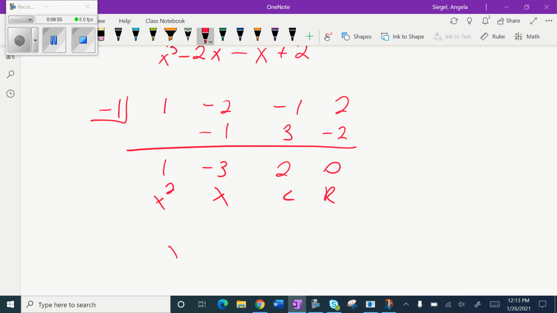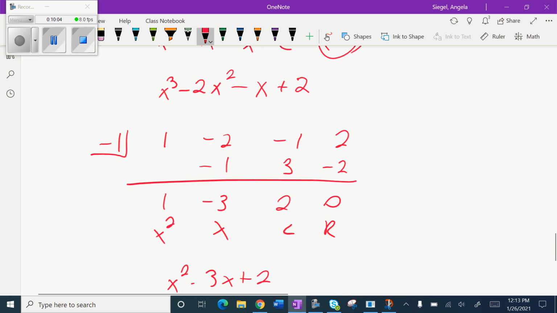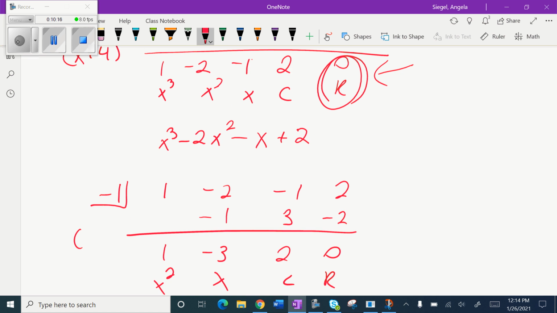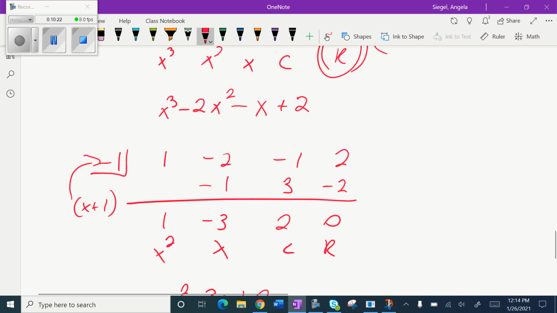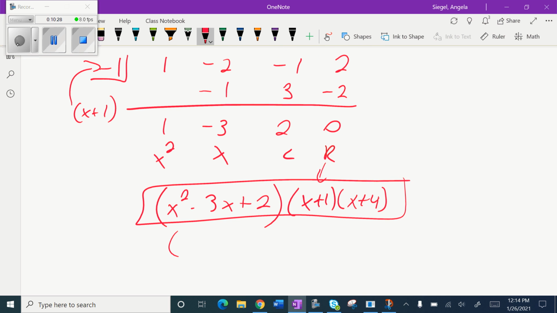Okay, so I have x squared minus 3x plus 2. I've broken it down so I can just factor this if I want to. So let's keep in mind what these are. These are going to turn into the factors x plus 4, because negative 4 is our 0, and x plus 1, because negative 1 is our 0. Let me show you what this looks like so far. Okay, because I've divided by negative 1 and negative 4, this is what the factored form looks like so far. And then I can keep going, or because it's a quadratic now, I can just factor it.